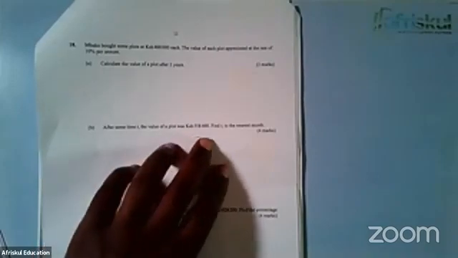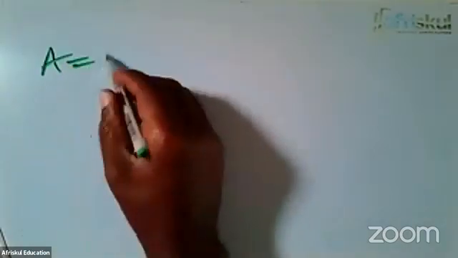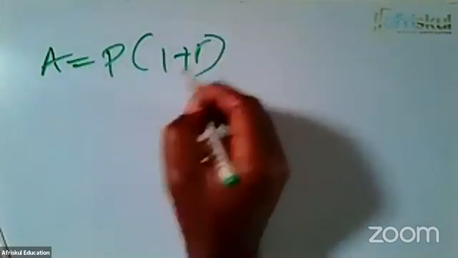So number 2, they want us to give them, after some time t, the value of a plot was 558,400. Find t to the nearest month. So in this case, ladies and gentlemen, what do we have? The formula is quite clear. It's amount equals principal into 1 plus r raised to n.